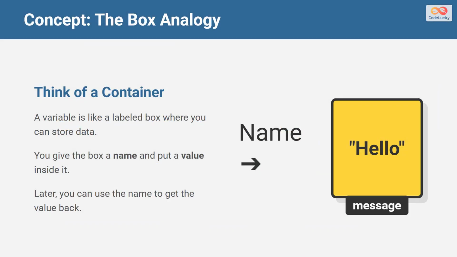Before we write code, let us understand the concept. Imagine a variable as a labeled box. You give the box a specific name, and then you can place a value, like text or a number, inside it. Whenever you need that value later, you just refer to the box by its name.